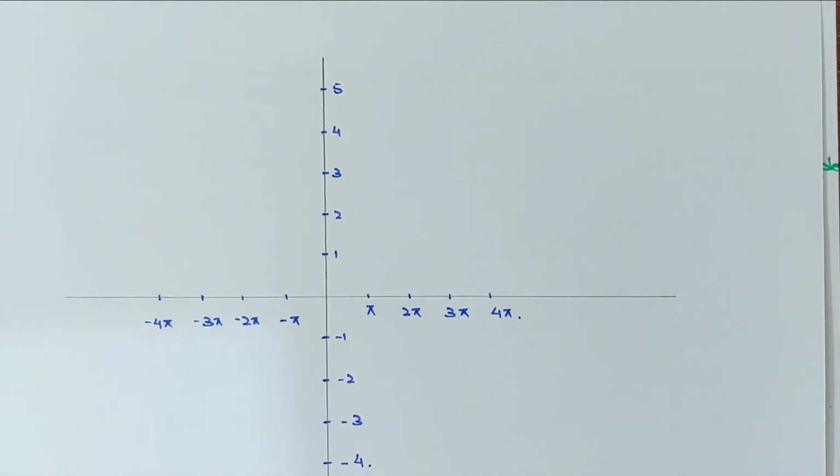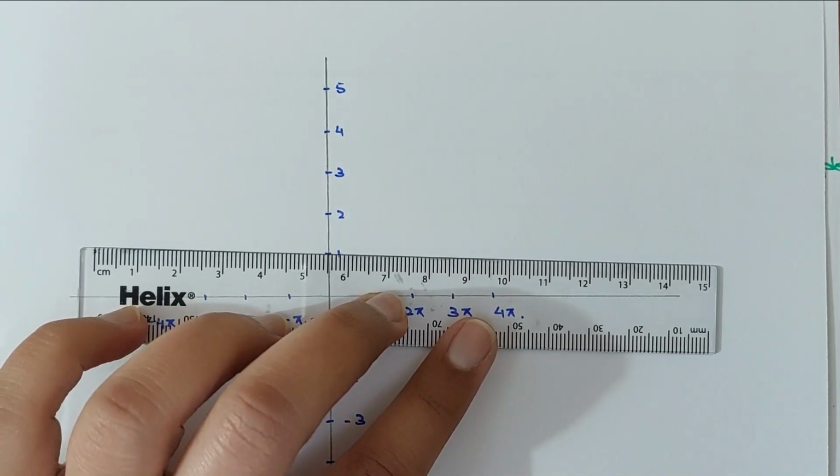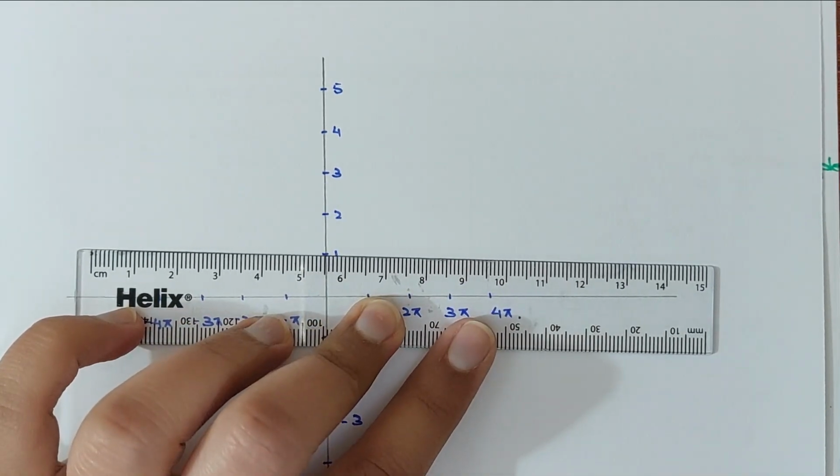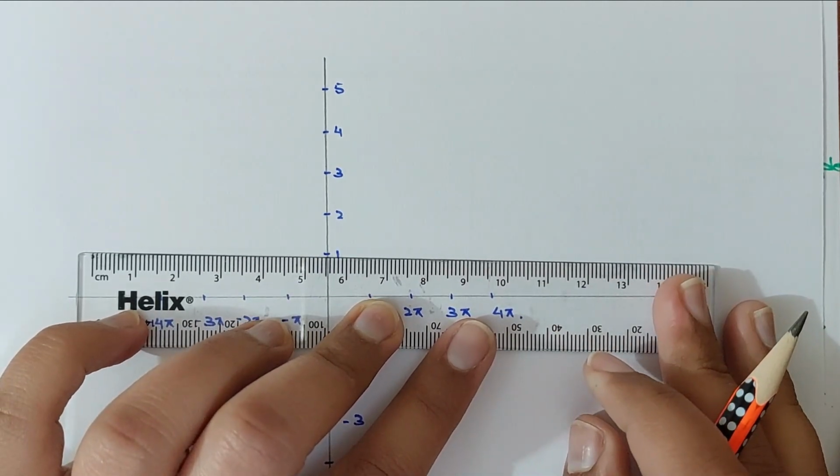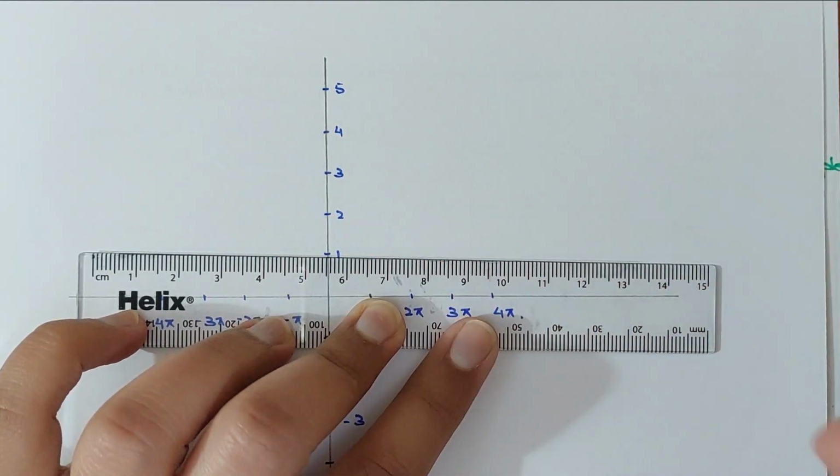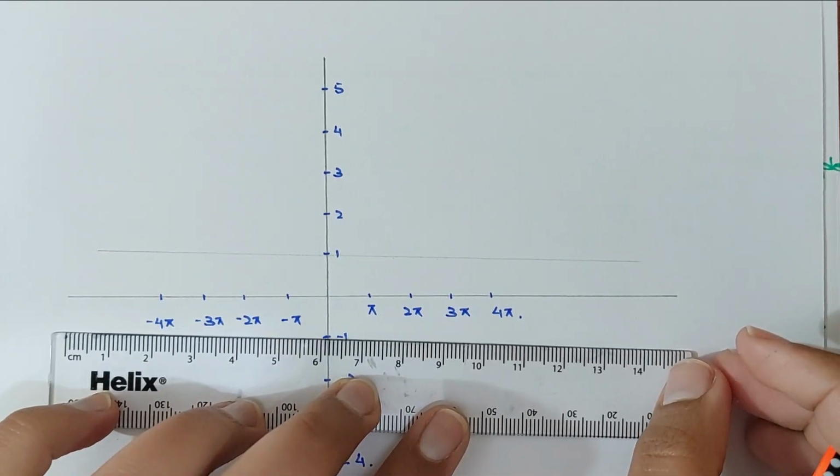So first I would like to sketch what is cos half x, right? So the maximum and the minimum values lie in this range, right? So if I draw the straight line, the maximum value is 1, right? And the minimum value is minus 1.